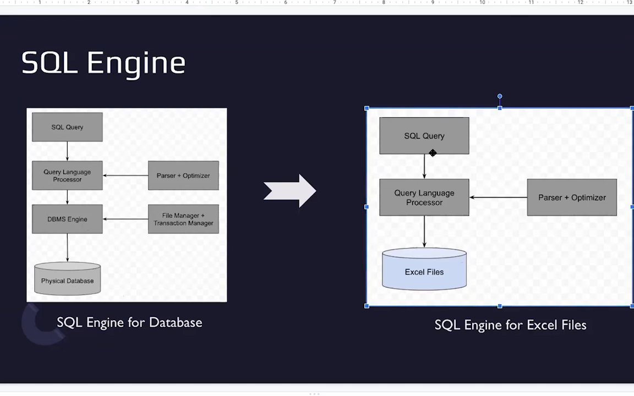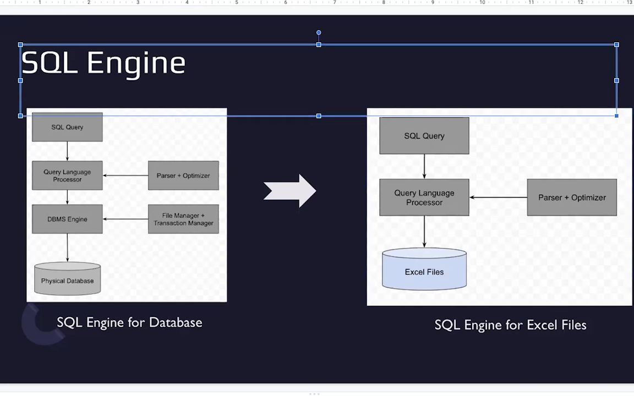So we propose this architecture for the SQL engine. We can input some SQL queries, and we will implement the new Excel files query language processor. We can use the parser to parse the SQL queries, and then we can implement some executor for the Excel files, and then we can use the SQL query to get some content from the Excel.